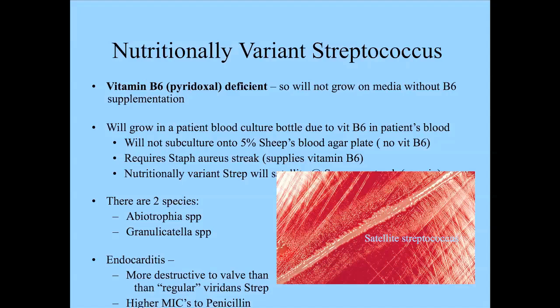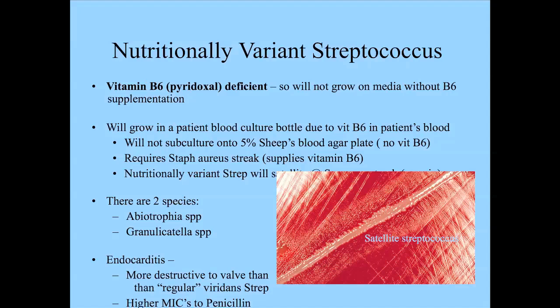These organisms have been worked on taxonomically over the last few years, and they are now put into two genera, the Abiotrophia and the Granulicatella. They most commonly cause endocarditis. They can be more destructive to a heart valve than your normal Viridans strep, so it can be very important to be able to spot these organisms and identify them properly. Sometimes they also will have higher MICs to penicillin and require more therapy than your run-of-the-mill Viridans strep.